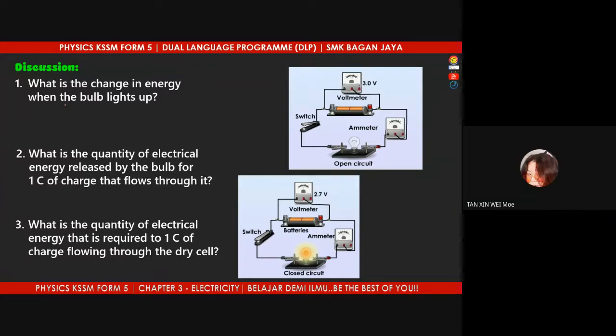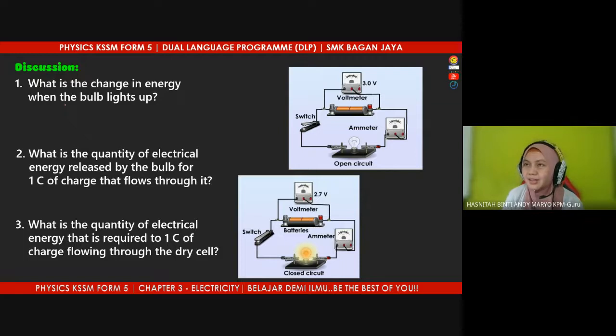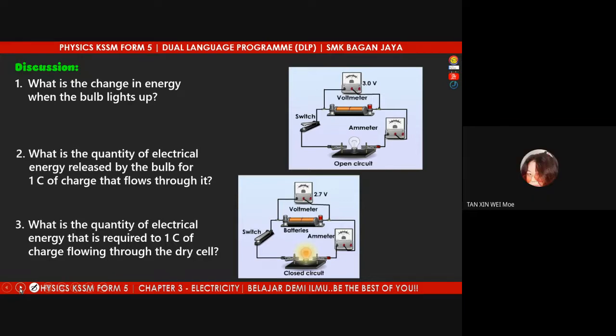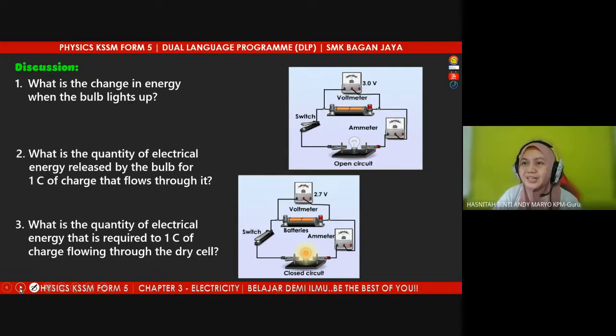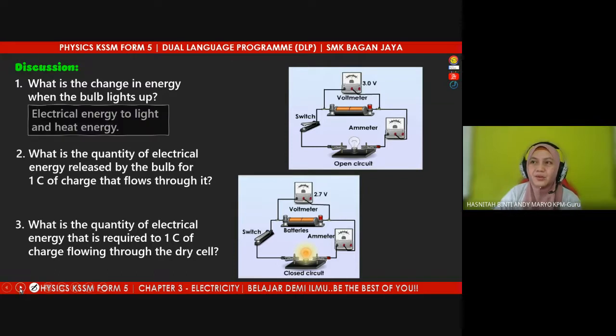Does this need to be calculated or not? Not calculation, just the energy change. What energy converts to what energy? This is the beginning of this question. What is the change in energy? Okay, so you can say electrical energy converts to light energy and heat energy. When the bulb lights up, it also produces heat from the filament.